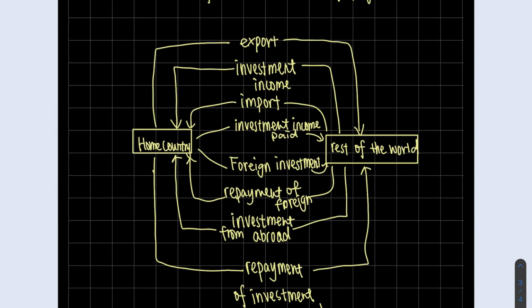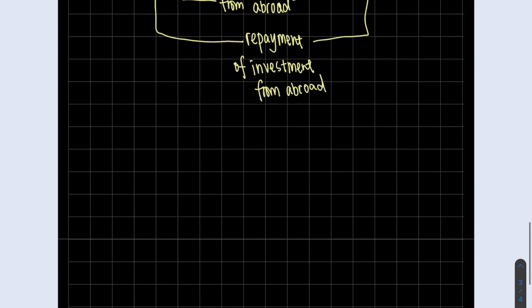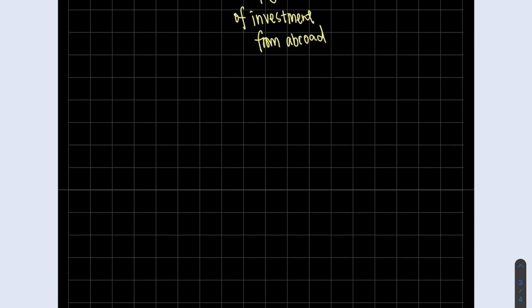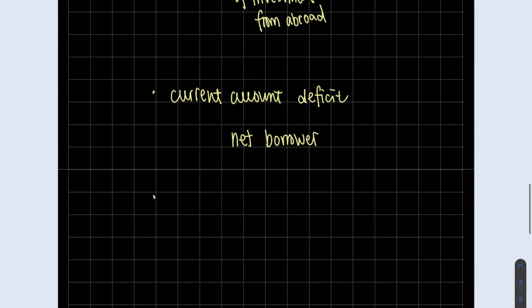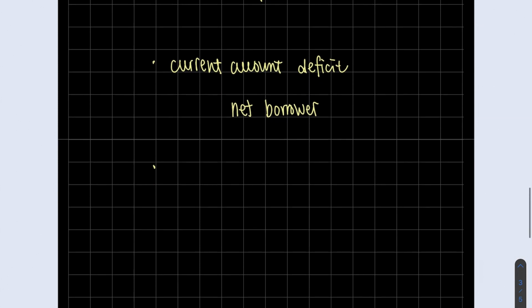Okay. So the balance of trade is part of the balance of payments. A current account deficit means that the country is a net borrower from abroad. Let me write that down for you guys. Deficit means it's a net borrower. Conversely, a positive current account balance means the country is a net lender to the rest of the world.